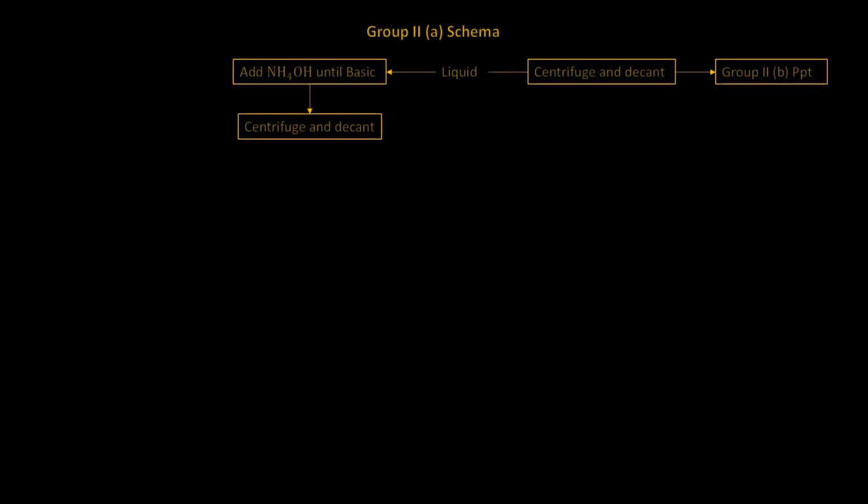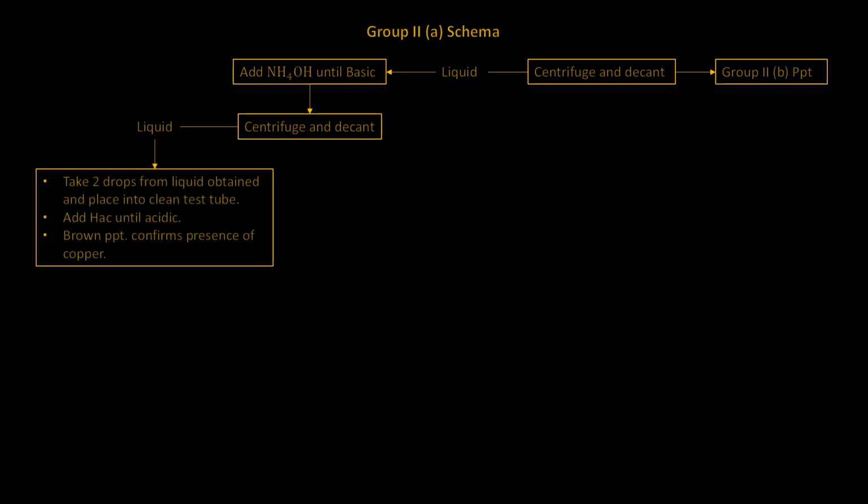To the liquid that was retained from the group 2 separation process, add some ammonium hydroxide to the filtrate until it's just basic. The pH value should be between 8 and 9. Any precipitate that forms is to be centrifuged and decanted into a clean test tube. Do not discard either the precipitate or the filtrate.